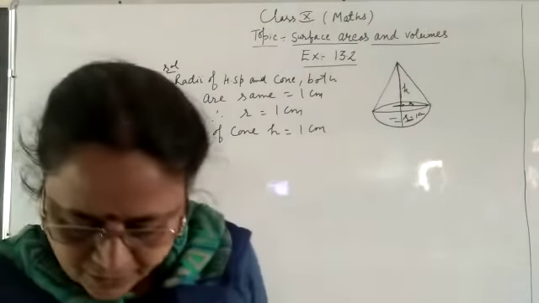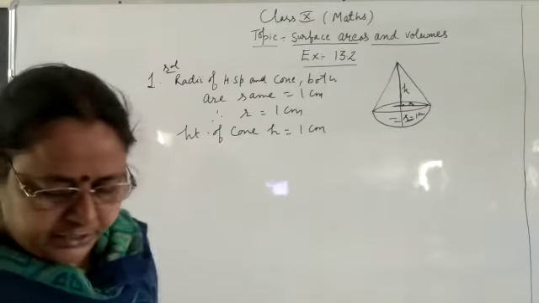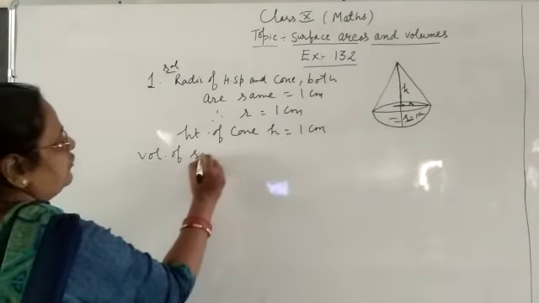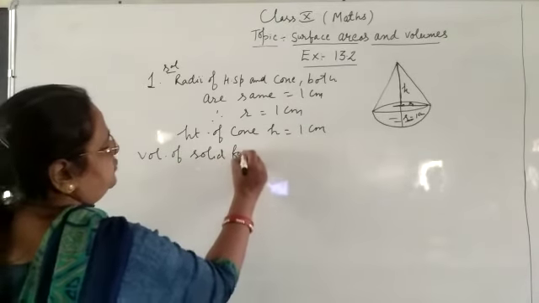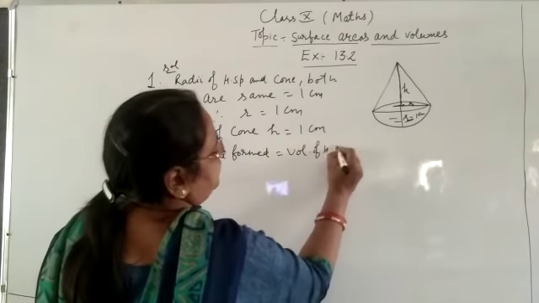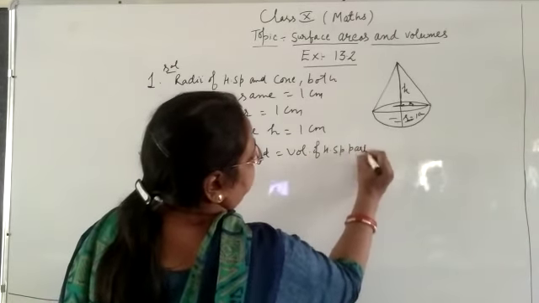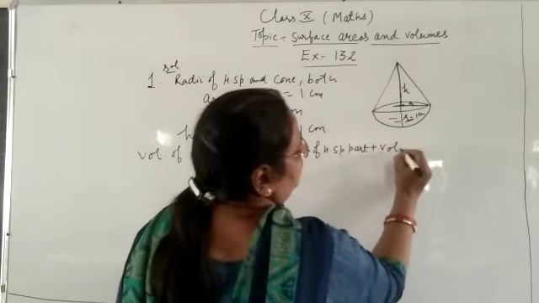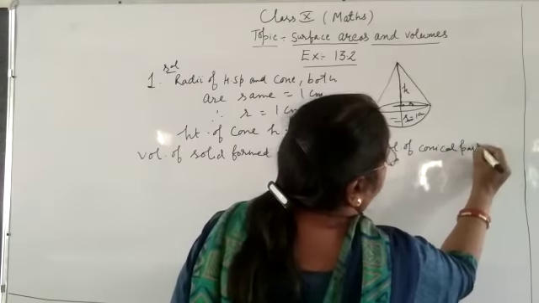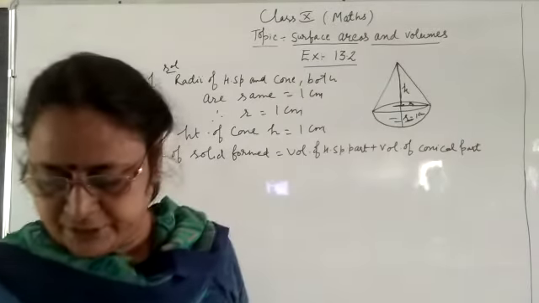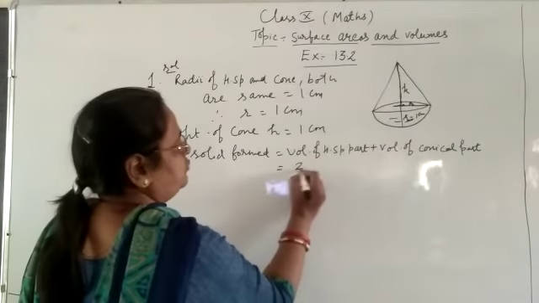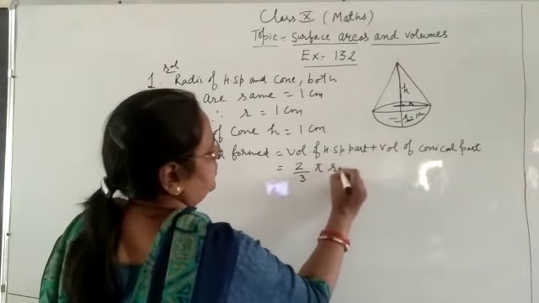We have to find the volume of the solid in terms of pi. So write, volume of solid formed is equal to volume of hemispherical part plus volume of conical part. Now you have to learn the formula to find the volume. What is the volume of the hemispherical part? It is equal to 2 upon 3 pi r cube.